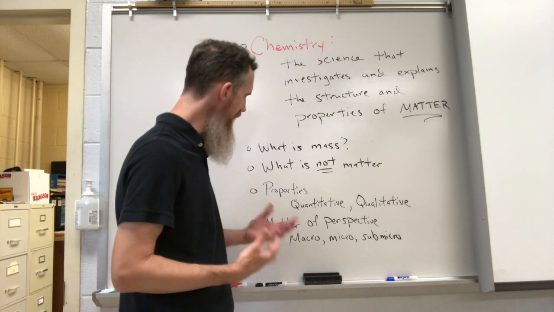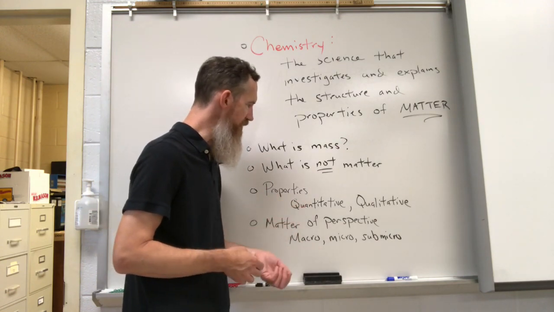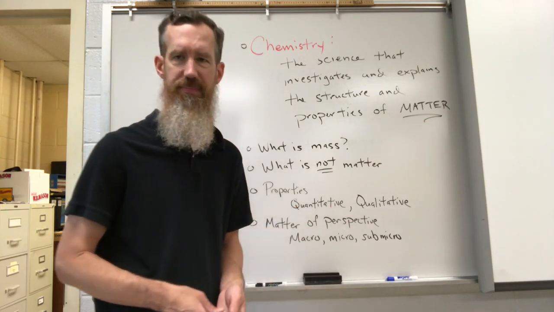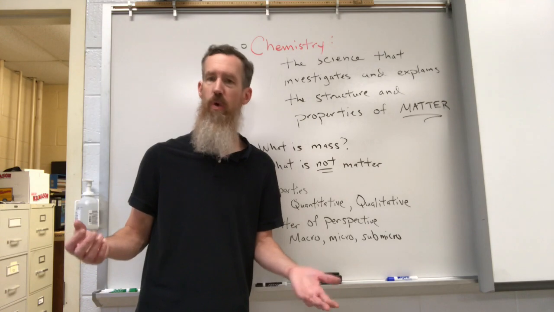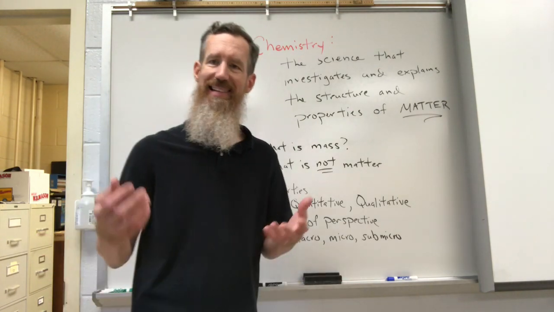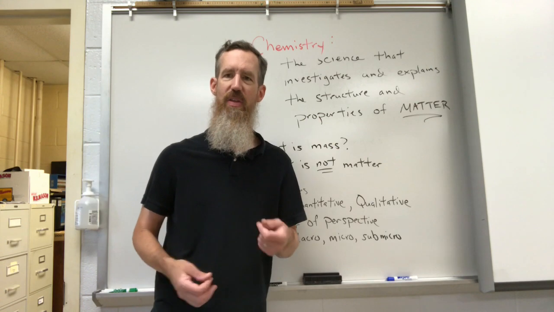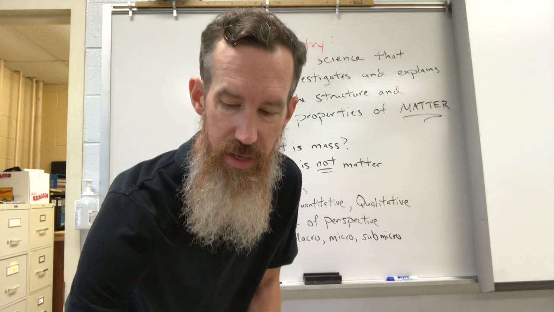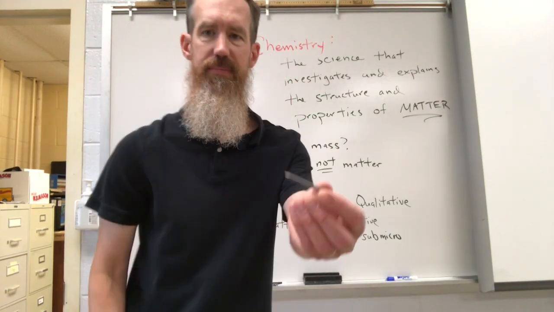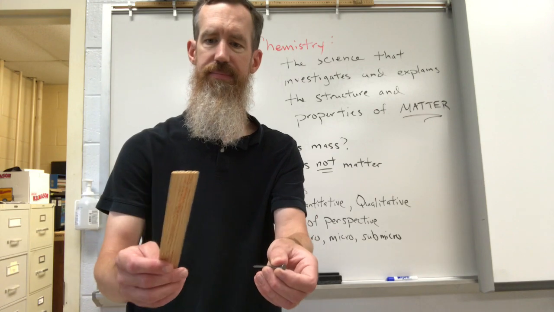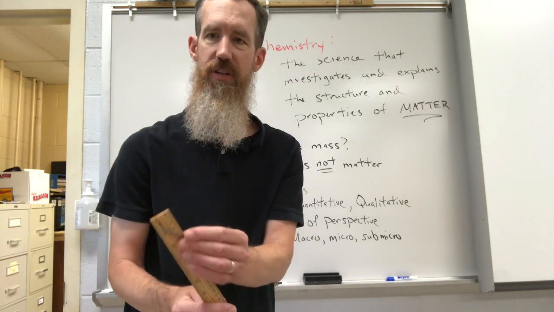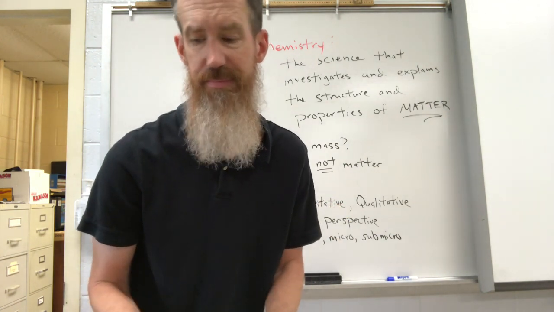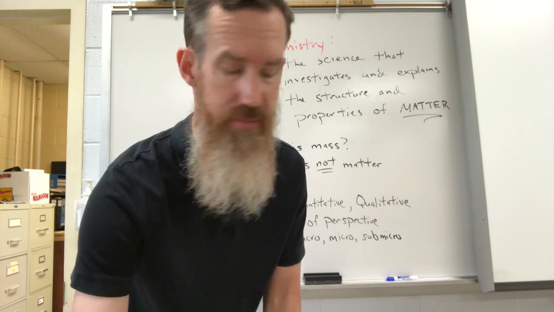Now, when we discuss properties, there are two major types of properties, quantitative and qualitative. Quantitative, quantity, number. A quantitative property is a property that can be measured directly with an instrument. We had the nail earlier, and if I take a ruler, I can measure the length of a nail and come up with a quantitative measurement.